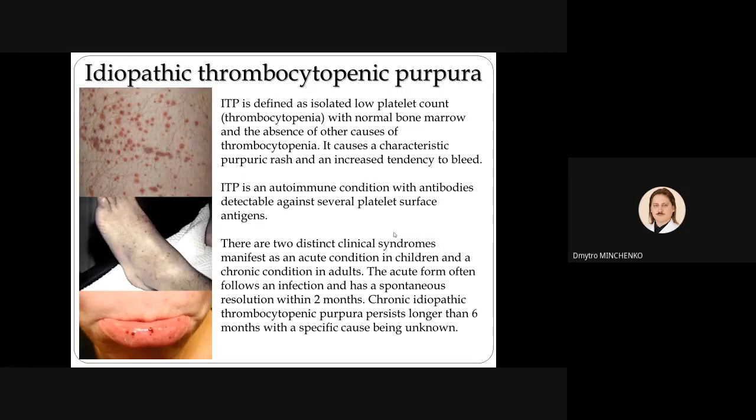Idiopathic thrombocytopenic purpura. This is defined as an isolated low platelet count, so thrombocytopenia, with normal bone marrow and the absence of other causes of the thrombocytopenia. The function of thrombocytes may be reduced from the beginning or diminish with time as the thrombocytes are reduced and younger forms of thrombocytes with lowered function enter the bloodstream. It causes a characteristic purpuric rash and an increased tendency to bleed.